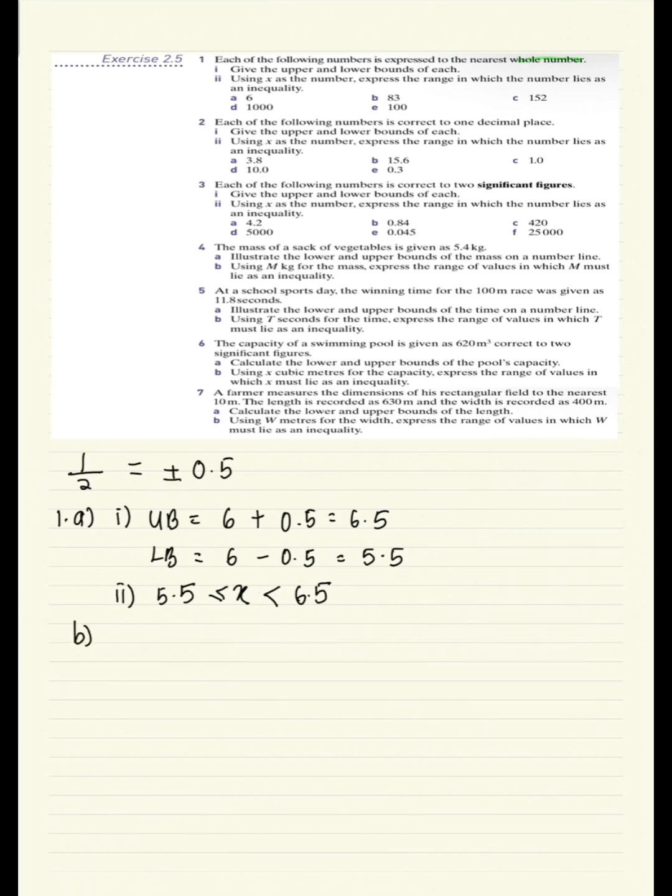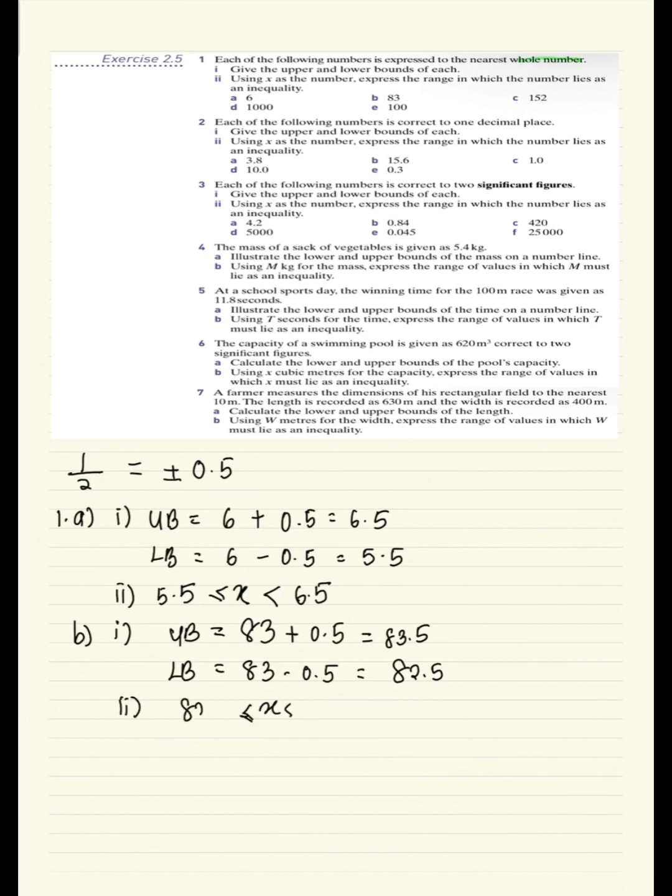Look at question B. 83. So to calculate the upper bound, I'm going to plus 0.5. That would give me 83.5. To get the lower bound, I'm going to minus 0.5, which would give me 82.5. Now to express it as a range, it will be more than or equivalent to 82.5 and less than 83.5.